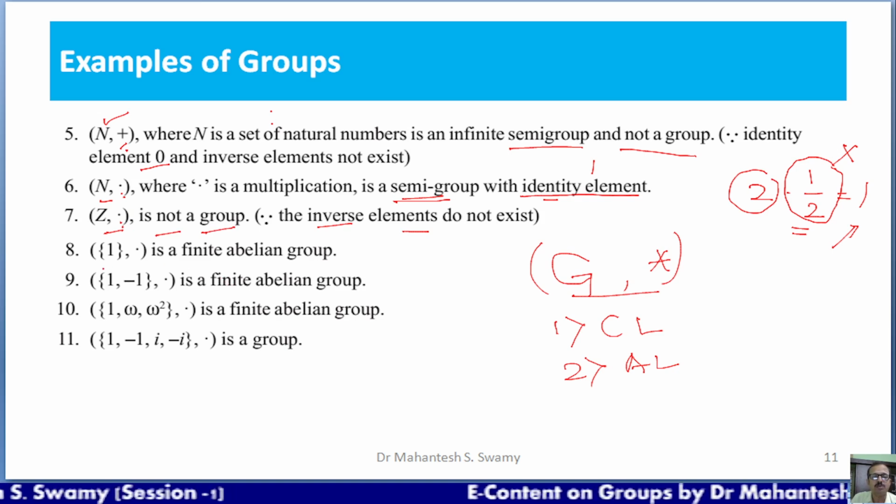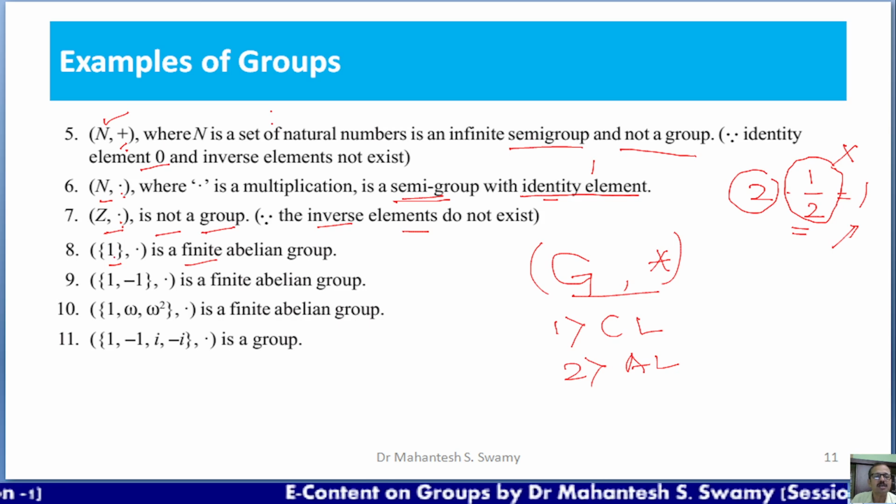However, please observe the singleton set {1}, the set containing the element 1. You can have a singleton set also. It forms a group, particularly a finite group, because in place of G, we are having a singleton set. It is forming a group with respect to the binary operation, because it satisfies all the properties, and there is no need of checking much for 1 star 1.